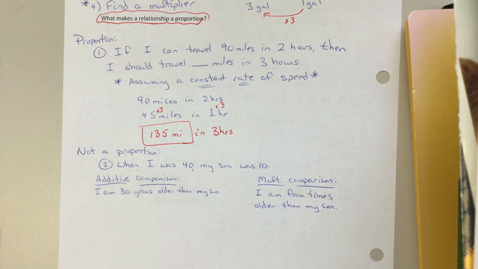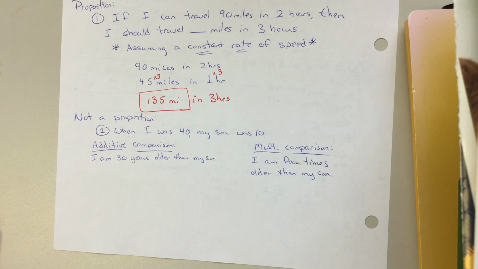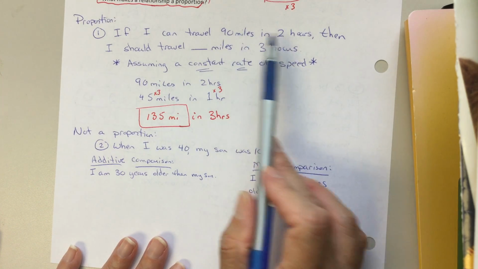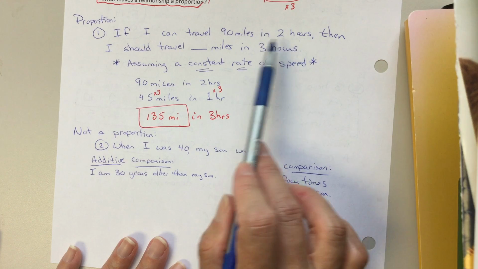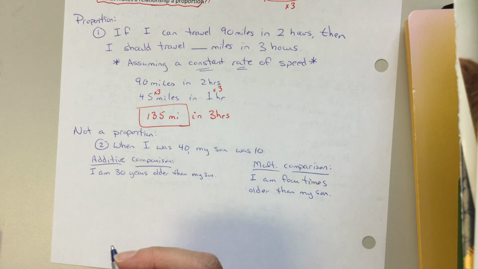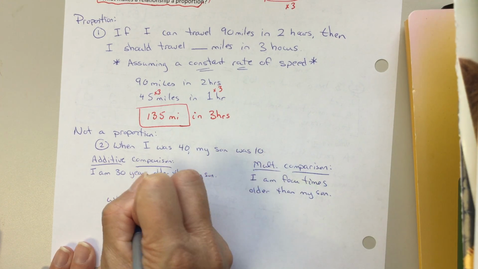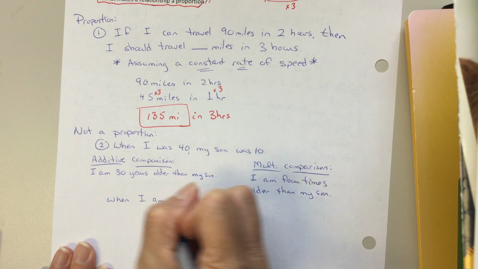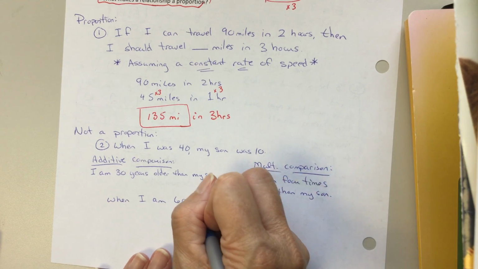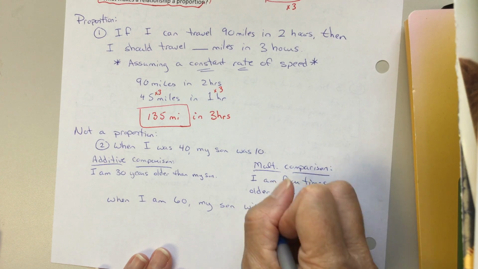So we still haven't really hit on the idea of, is it proportion or is it not proportion? So to determine that, I would need more than one data set. Okay, so on this problem, I kind of gave you 2 things. I gave you the 2 hours and I gave you the 3 hours. So here I gave you one data set. So let's bump it up about 20 years and say, when I am 60, which is thankfully a long ways from now, my son will be 30.